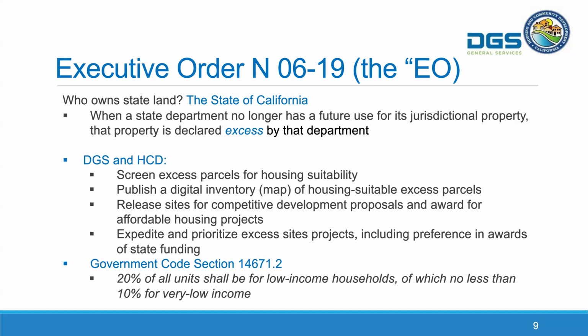So through this process, we issue competitive solicitations and award sites for affordable housing, with priority in state funding programs given to these projects. The executive order also includes a key requirement under Government Code Section 14671.2, where at least 20% of all units must serve low-income households, with no less than 10% for very low-income households. So it's our responsibility as a state to make these opportunities support inclusive and deeply affordable housing across communities around the state. Next slide, please. Kerry?